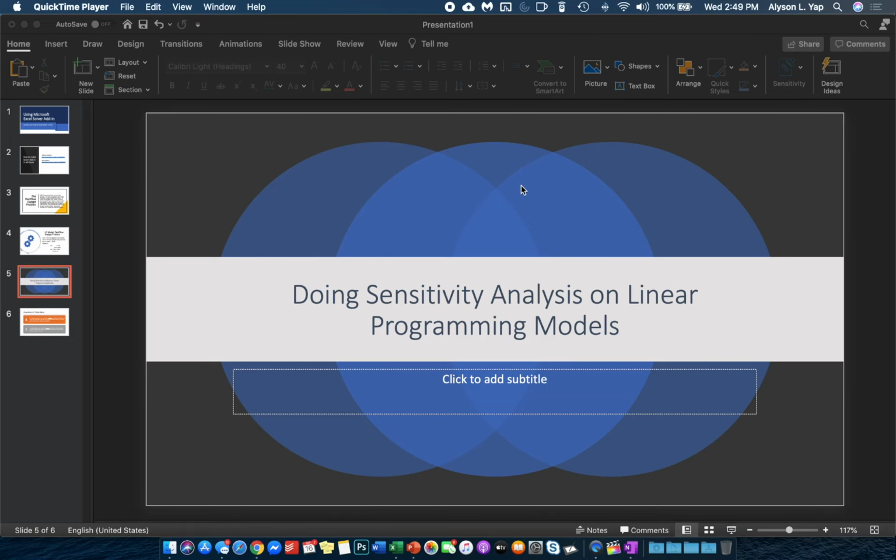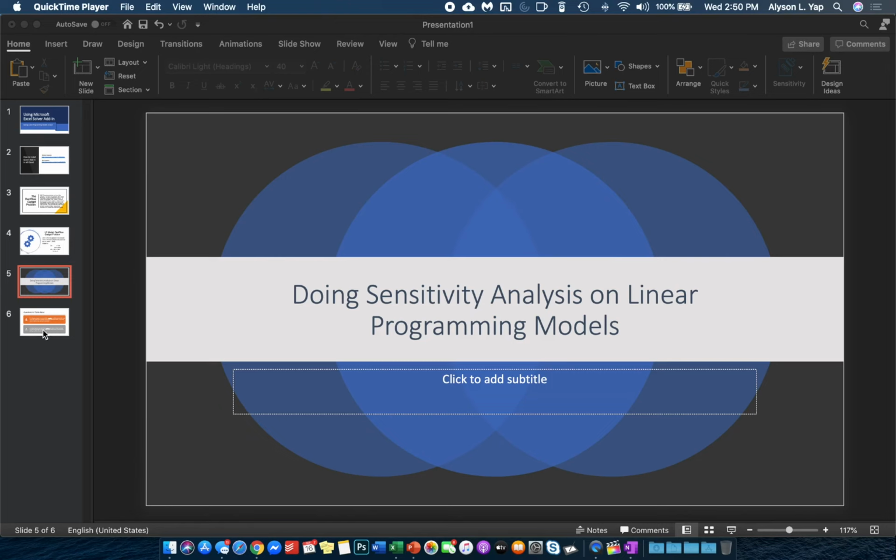For our purpose, for our class, we will be focusing on a very particular aspect of sensitivity analysis, and in this case we will be dealing with changes in the right hand side of our constraints. So essentially, what we will be discussing are things that will happen to your model if and when the right hand side of your constraints change.